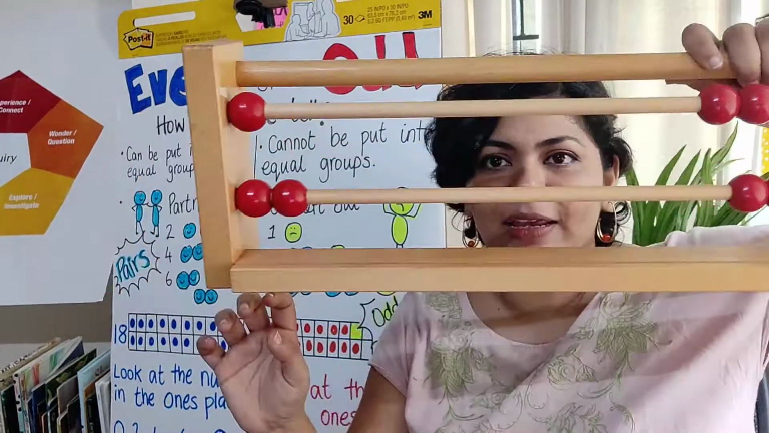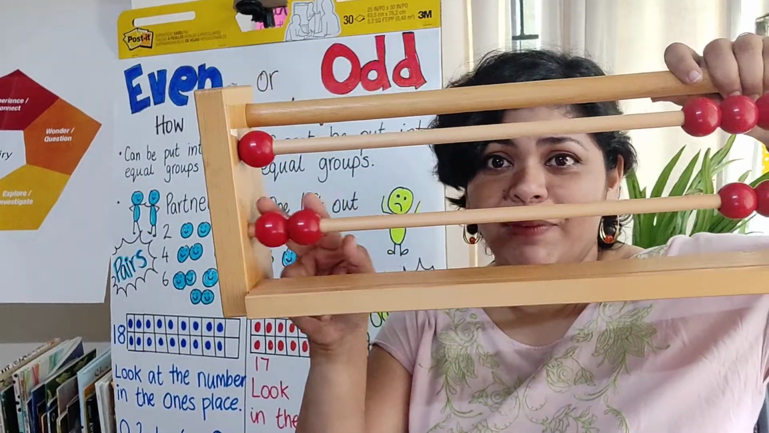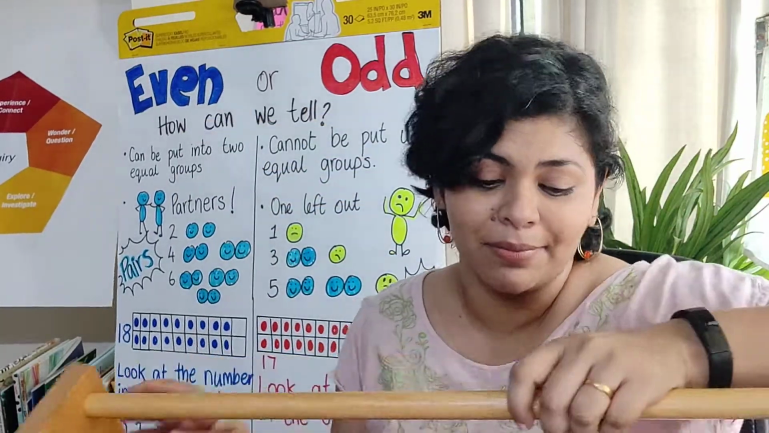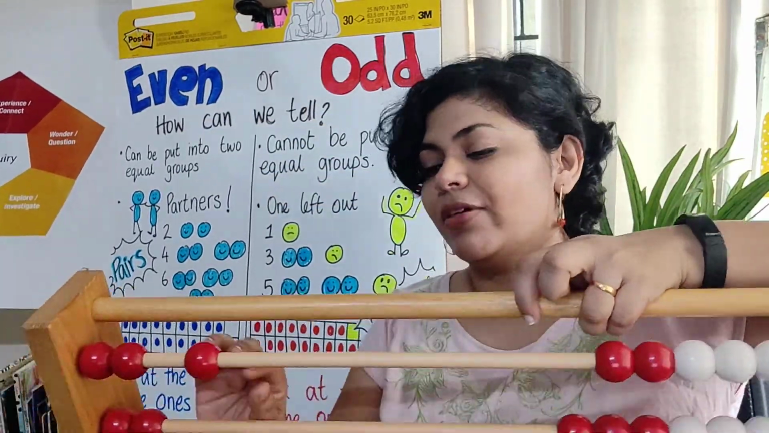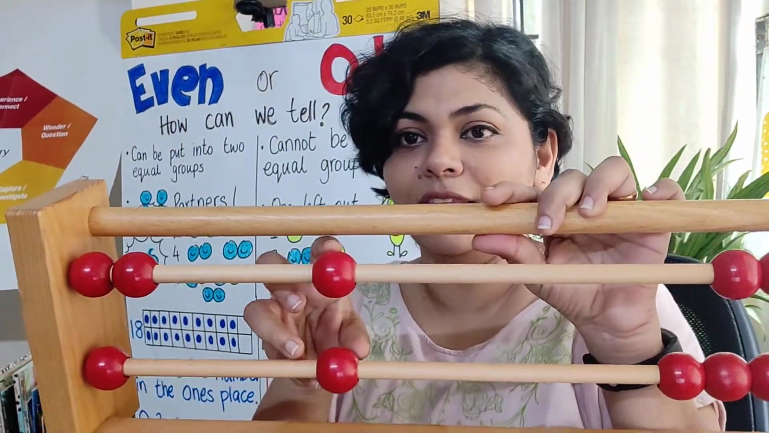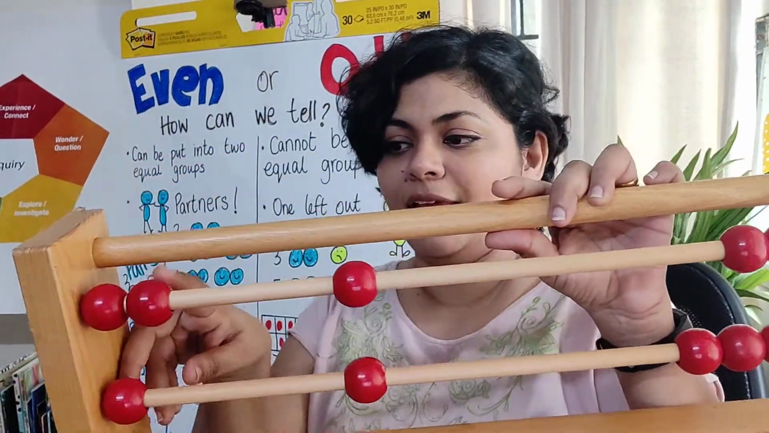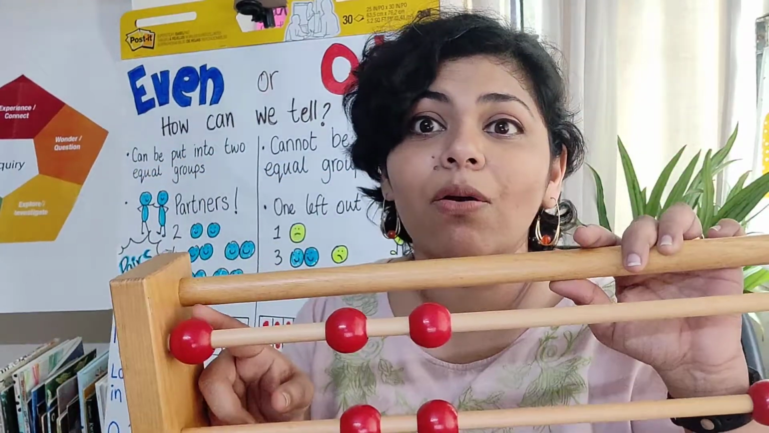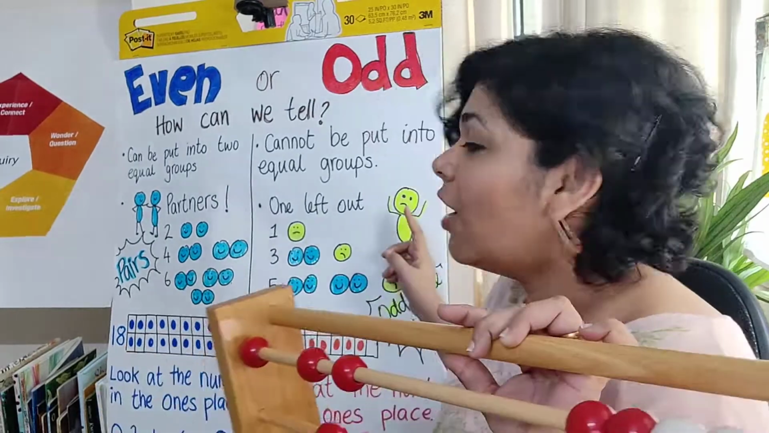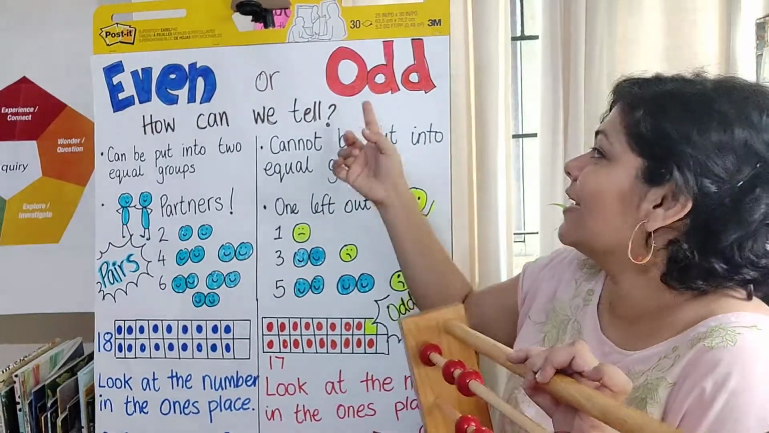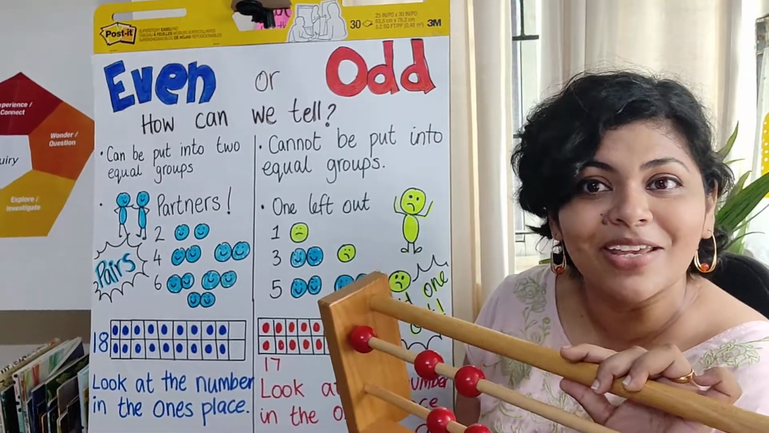How about the number 3? These two have partners. This one is all by itself. It's an odd number. How about the number 5? Look over here. These two have each other. And then these two have each other. But this is the odd one out. The odd one out. No partner. It's an odd number. Okay?